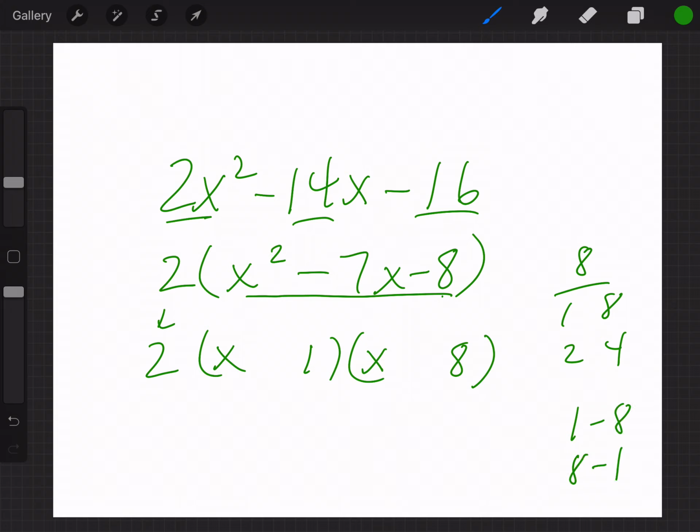What kind of 7 do I need? I need a negative 7. So that means I need this, which means your 1 needs to be positive. Your 8 needs to be negative. So that multiplies to be negative 8. It combines to be the negative 7. So your final answer factored is 2, x plus 1, and x minus 8.